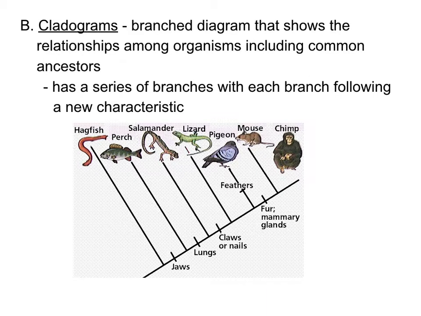Well, a salamander doesn't have claws or nails, so it had to have branched off from that common ancestor before claws or nails developed. Then we have lizard and pigeon, and then we developed some fur, and then we have the mouse and the chimp. So this is just telling us, okay, they're more closely related. The mouse and the chimp are more closely related than, say, the chimp and the salamander, because they shared a common ancestor more recently than did the chimp and the lizard or the salamander.